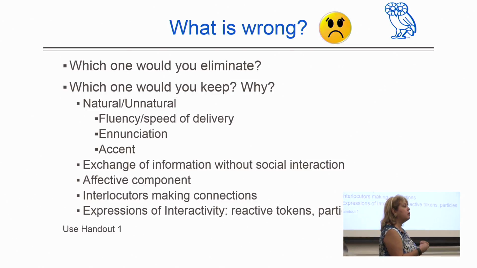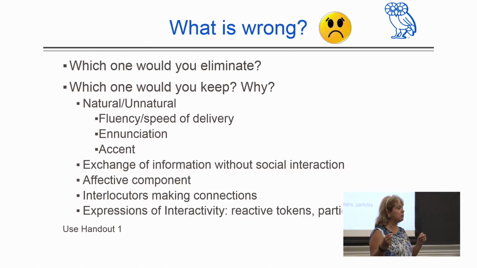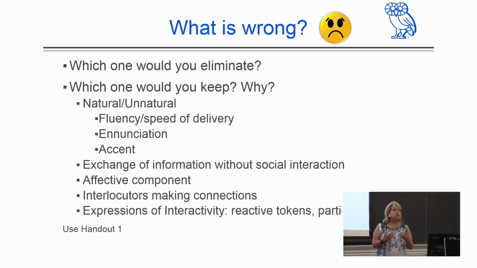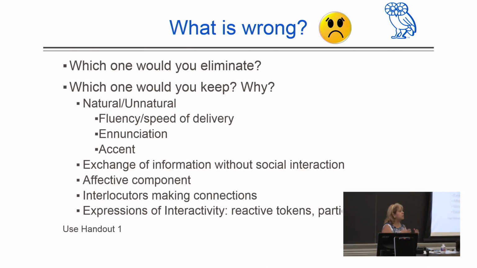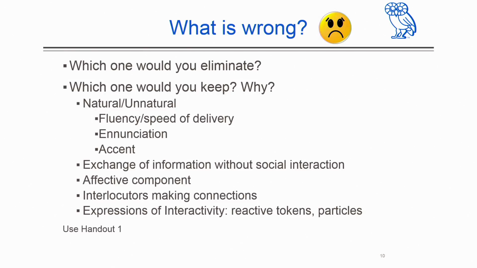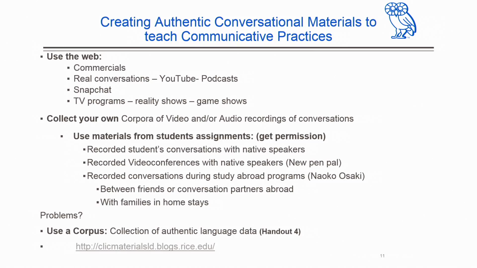The affective component. And these are the things that we don't see. These are the unspoken rules that we were talking about. Interlocutors making connections. You need to see them making connections, and we need to show our students how they need to be making these connections, okay? And expressions of interactivity, okay? Now, again, we have some of these online that we can use, and I just found you an example after lots of trying, but I did find at least one that we can keep that shows that.